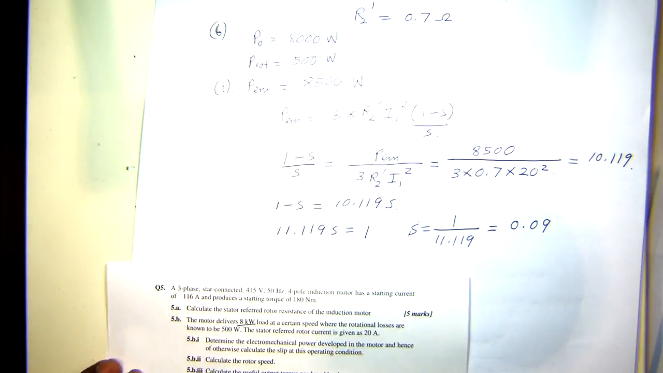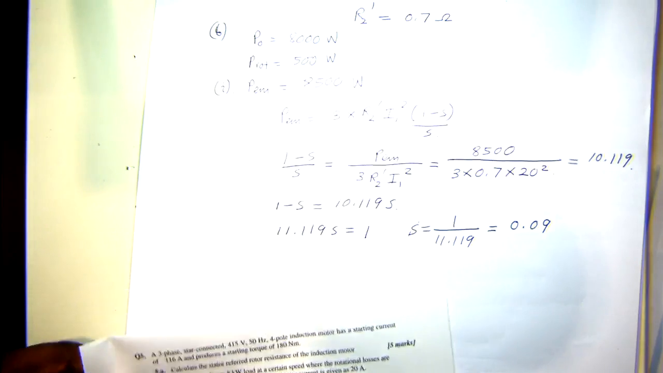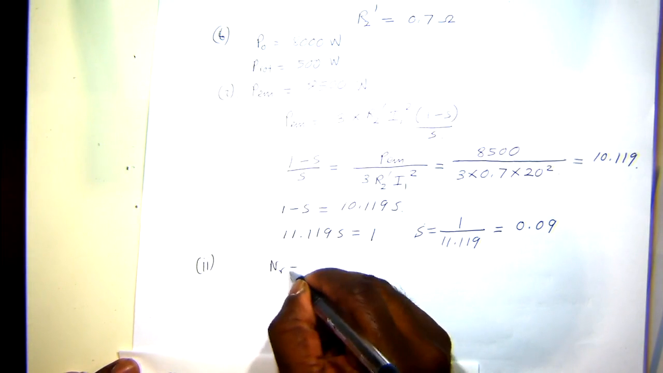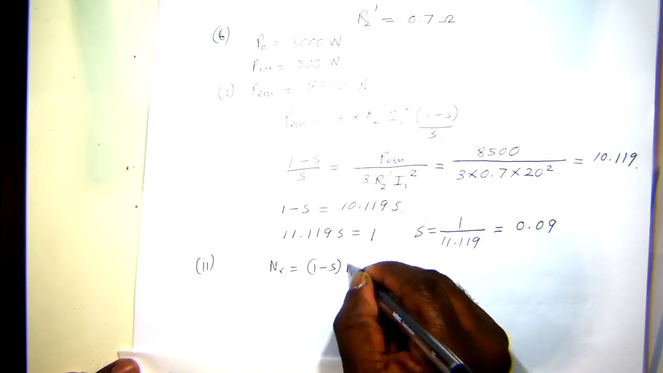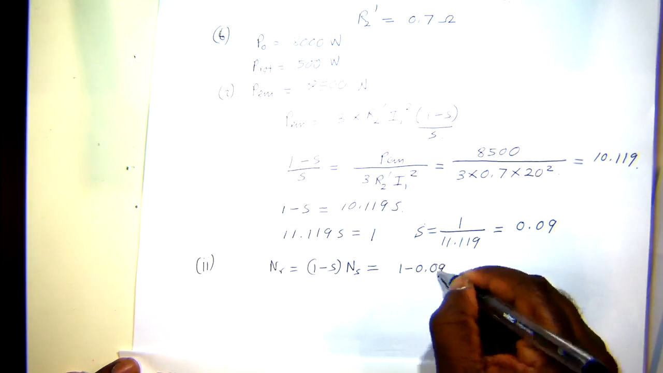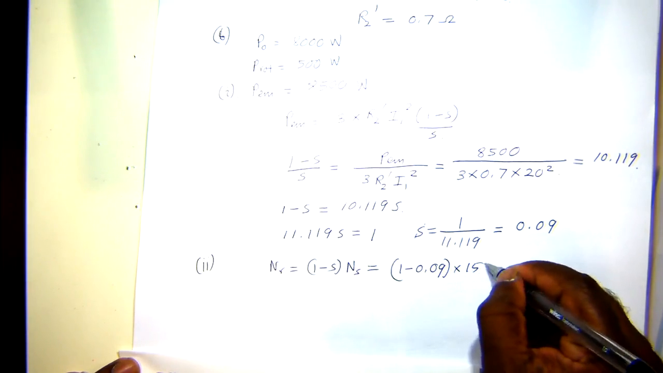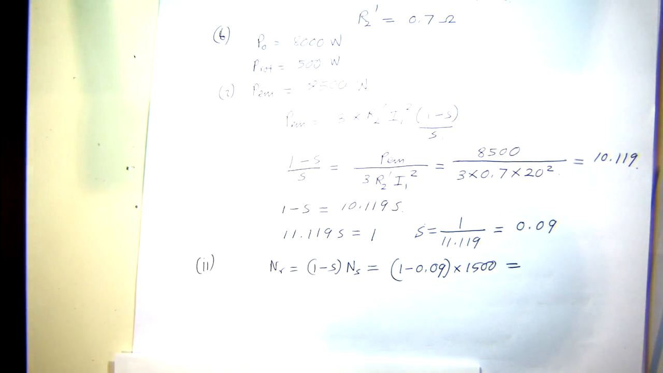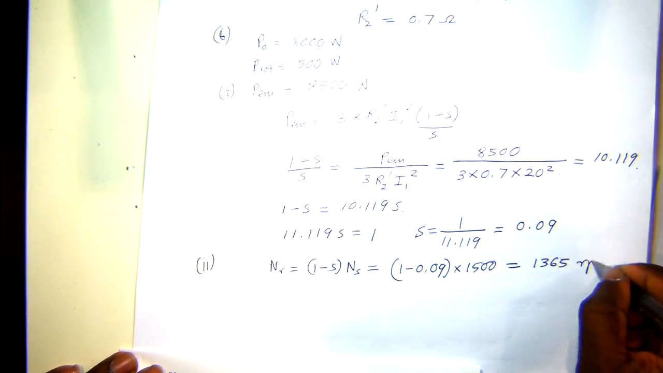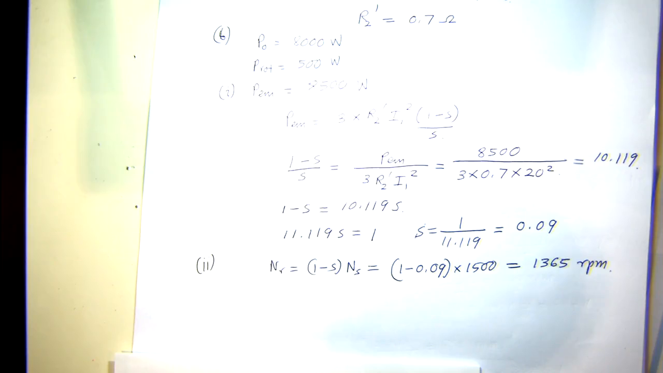And then second part is to calculate the rotor speed. So you have the synchronous speed, that's 1,500, and the rotor speed will be 1 minus s times synchronous speed. So that will be 1 minus 0.09 times 1,500, which is 1365 RPM, that's the rotor speed.